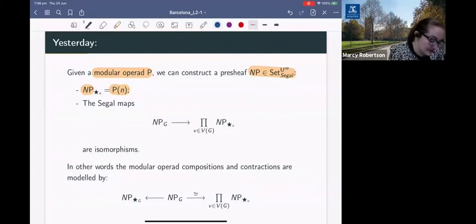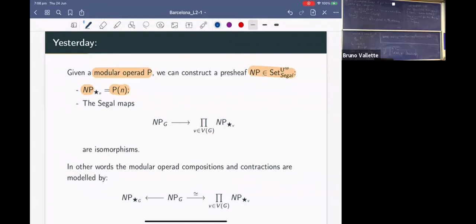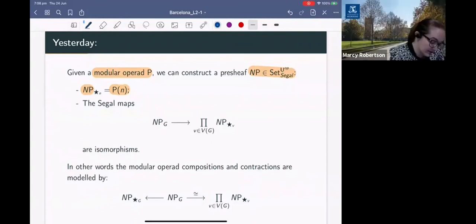And just to put this together with the picture I just drew, what I'm saying is the modular operad compositions and contractions are modeled by this bijection, and I'm thinking of that product where I had these little spiders here into my graph, and then I can always contract down to the corolla of the graph.